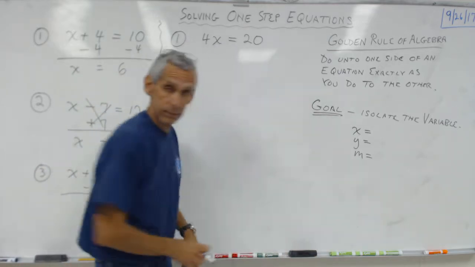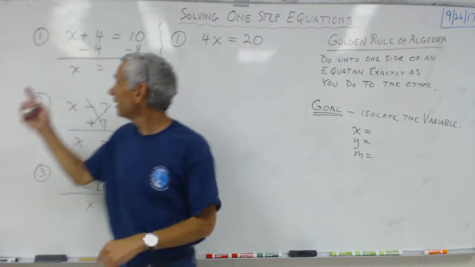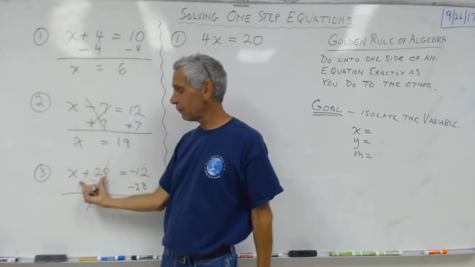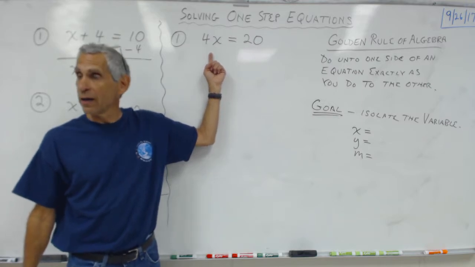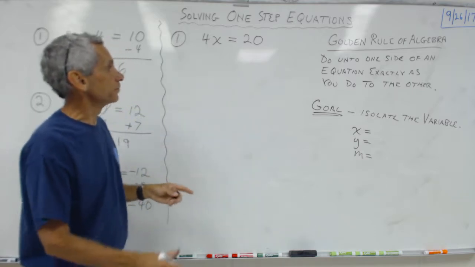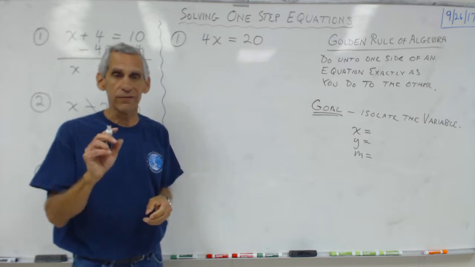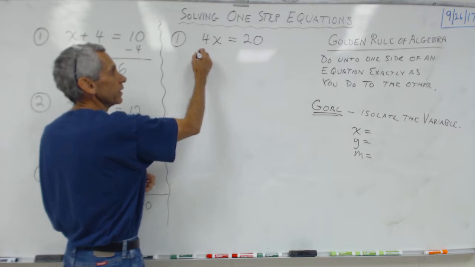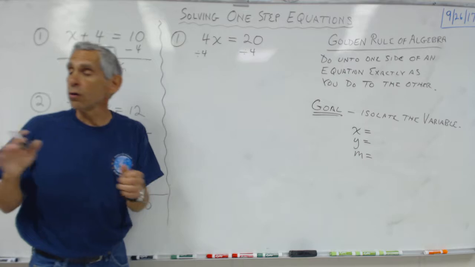Okay, so notice that the operation here is adding. The operation here is subtract. The operation here is adding. The operation here, though, is multiply. What's the opposite operation of multiply? Divide. Now, I have seen people do this, and I do not recommend this. In fact, I won't allow it. I just want to be clear. They go like this: divide by 4, divide by 4. No.